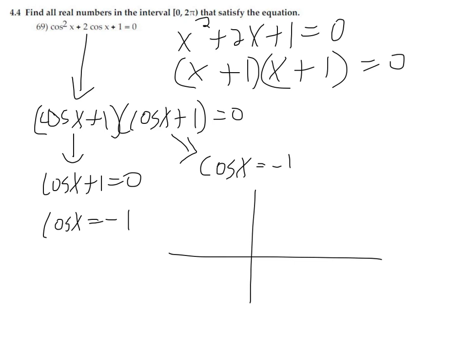Now think of the graph. Cosine starts at 1, then to 0, then to -1. So our final answer, this is the only spot around one time around the circle where cosine equals -1. That would be at pi. That's our answer, pi. Often, a question like this second part will give us more solutions somewhere, and then we'll have a longer list than just one. But in this case, this ended up being a perfect square trinomial, which gave us just one solution.